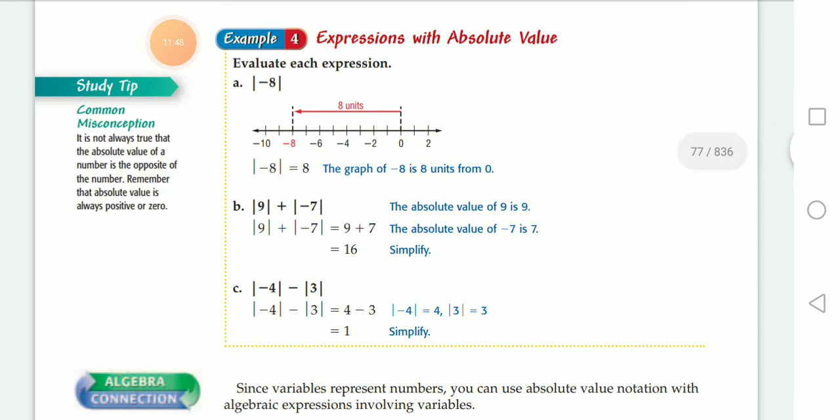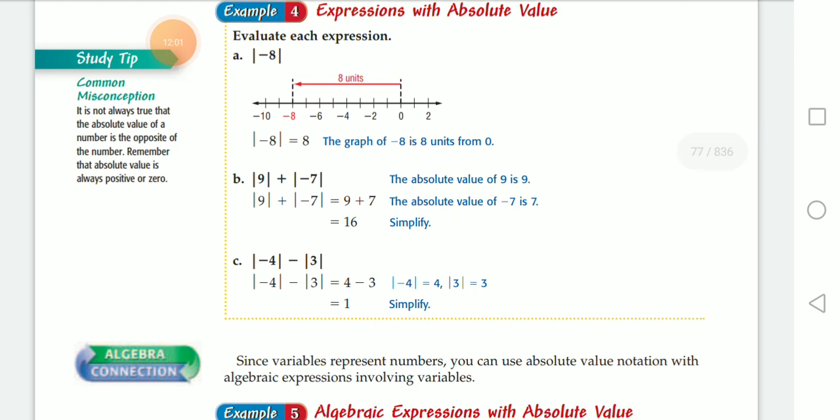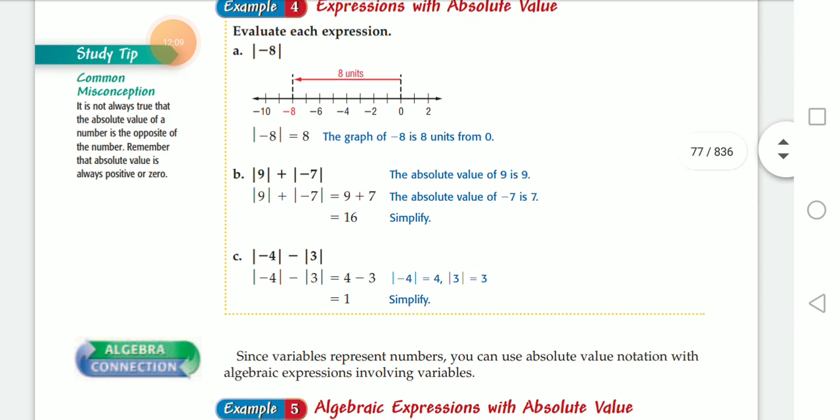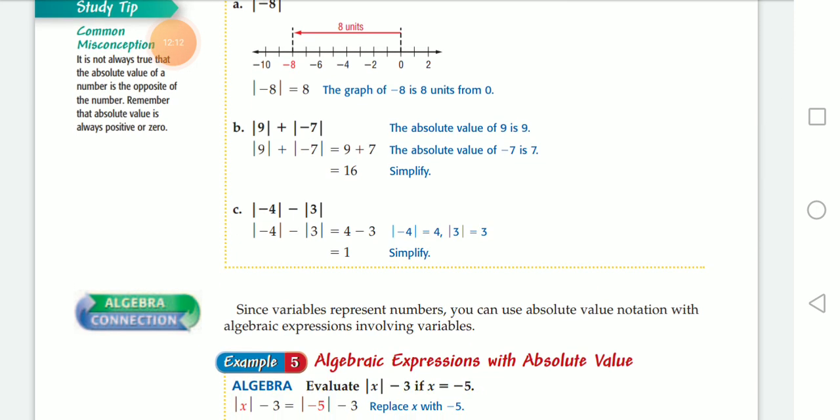This is the explanation here. I have the absolute value of 9 plus the absolute value of negative 7. The absolute value of 9 is 9, and the absolute value of negative 7 is 7. So 9 plus 7 equals 16. Then the absolute value of negative 4 is 4, and the absolute value of 3 is 3. So 4 minus 3 equals 1.